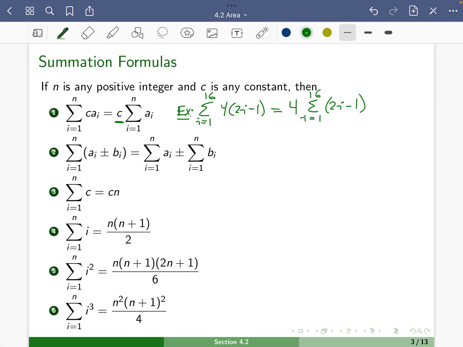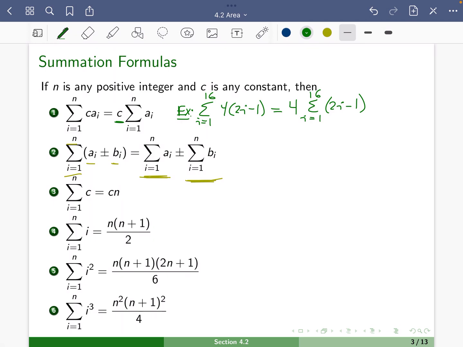The second summation rule that we have is if we have the sum i equals 1 to n of a sub i plus or minus b sub i, we can split those up and group together all of the a sub i terms and add those together, group together all the b sub i terms and add those together, and then either add or subtract appropriately.